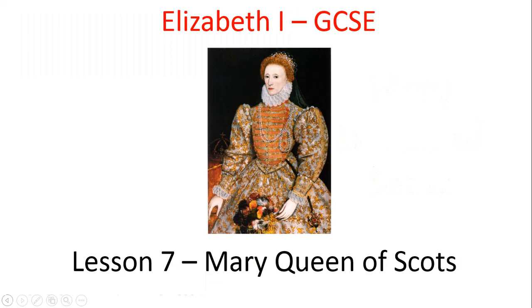So there we have it. That's the end of this lesson 7, which focused on Mary, Queen of Scots. What's really important is Mary's role going forward and Mary's role in the Northern Rebellion, which is the focus of lesson 8. So until then, ta-ta for now.